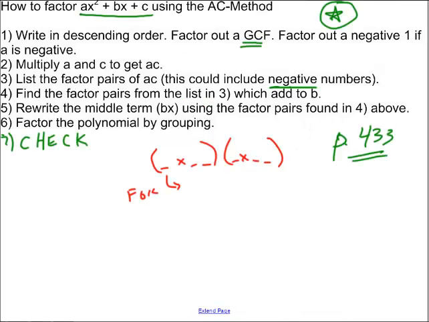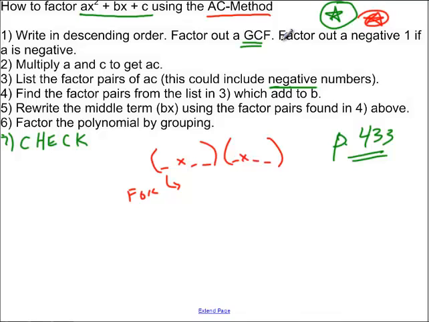Here are the steps that we need to do. Step number one is always going to be important. We've got to write things in descending order, factor out a greatest common factor, and factor out a -1 if we want. I put a star up here, and I'm going to put another star here just to say this is probably something you'll need to remember for the AC method. If you're going to want to remember one method, probably the AC method is going to always work.